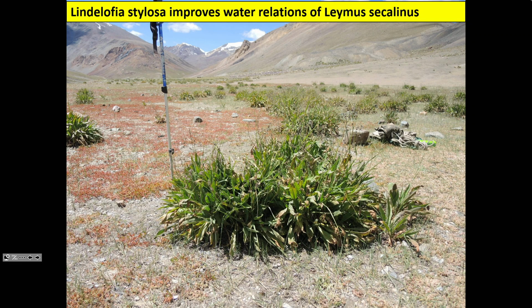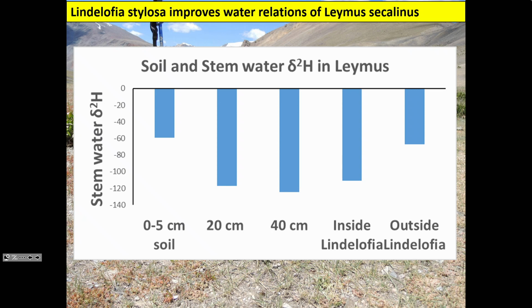The same we have demonstrated for the association between Leymus and Lindelophia. You can find that there are grasses inside this perennial Lindelophia. And again, we found that inside we have the same deuterium signature as in water that is 40 centimeters below ground. And outside there is a signature that corresponds to the upper soil layer, which pretty much indicates that those plants inside can have access, probably through hydraulic lift, to the water that is in the deeper soil layer.